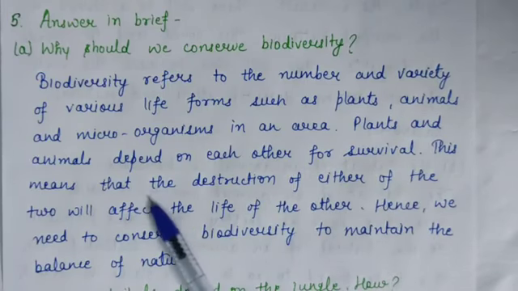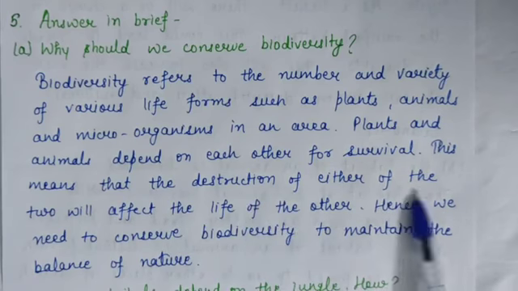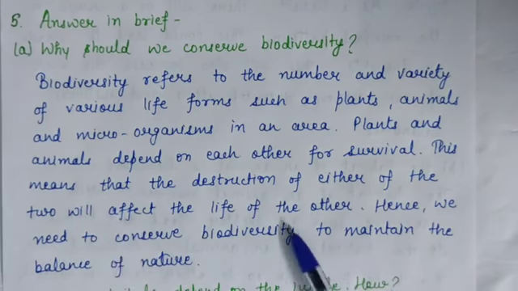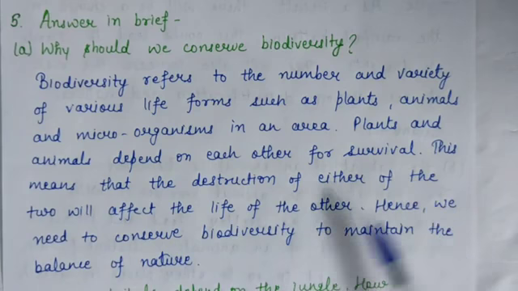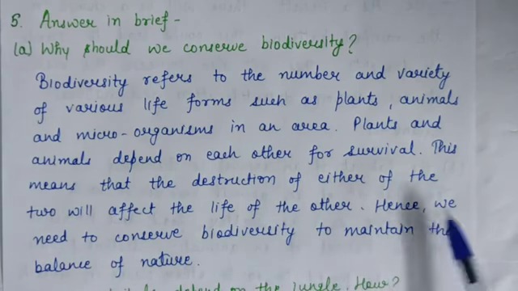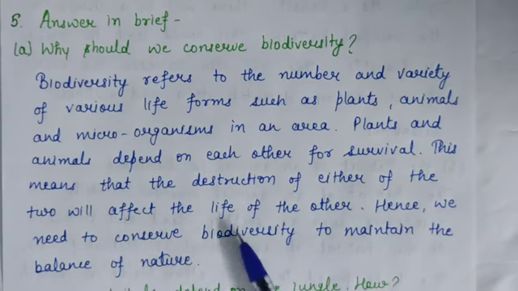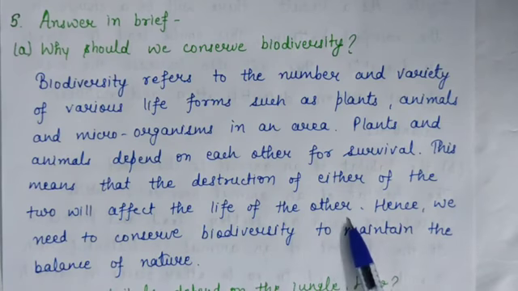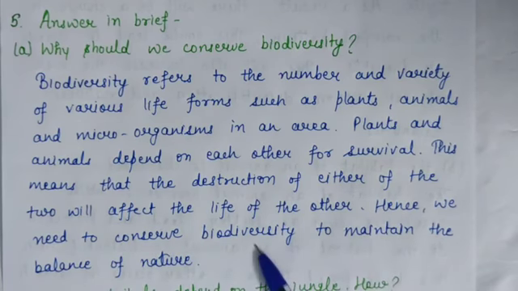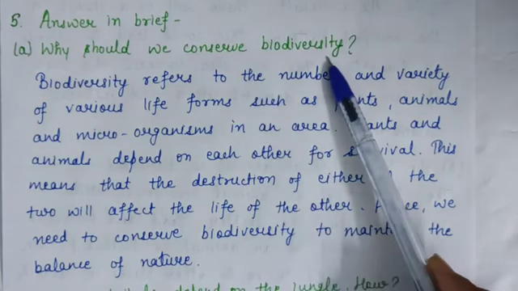This means that the destruction of either of two will affect the life of the other, because they depend on each other. Okay, so the destruction of any plant or animal will affect the life of other plants or animals. Hence we need to conserve biodiversity to maintain the balance of nature. Okay, so for maintaining the balance of nature, we should conserve biodiversity.